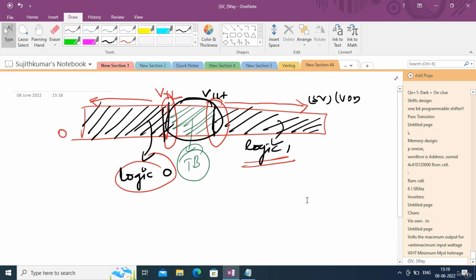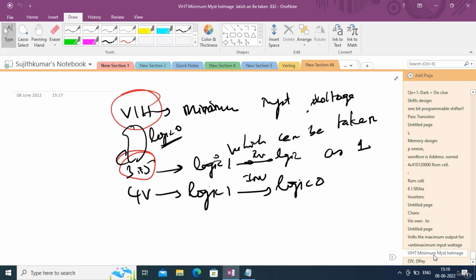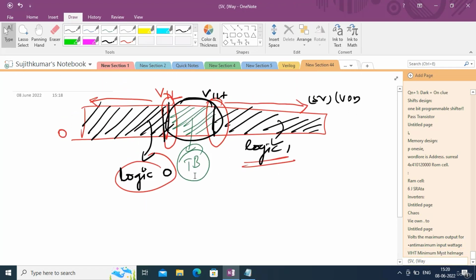This is very important, and these are some of the characteristics that you have to understand in order to design any inverter. Now we will see some more designs of inverter in the upcoming videos.